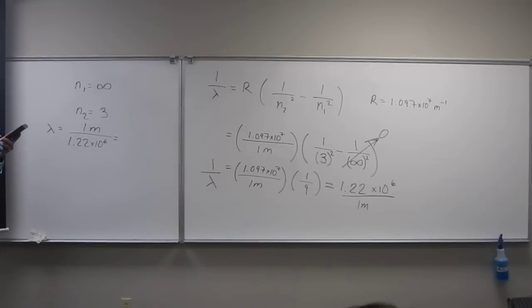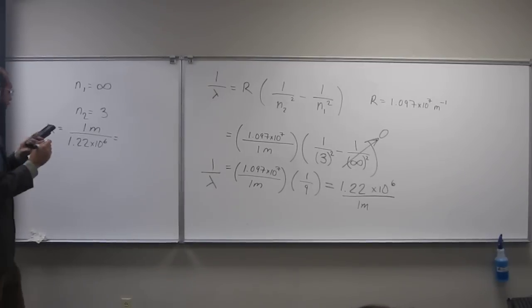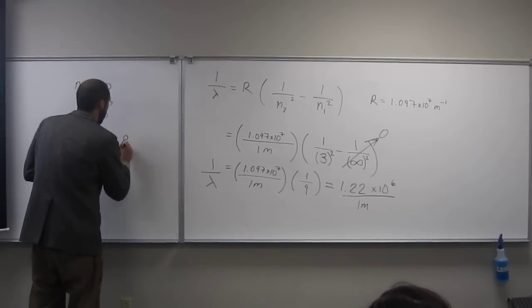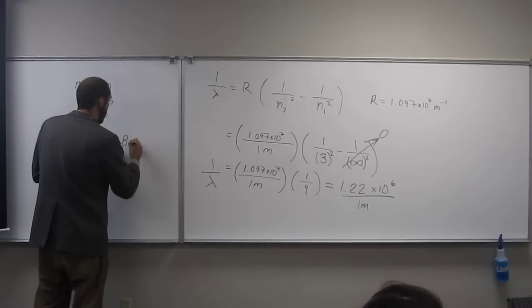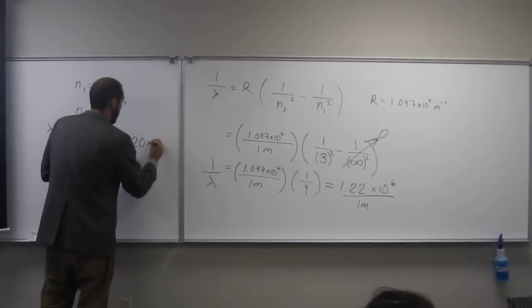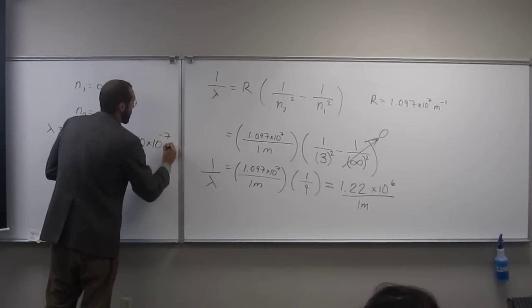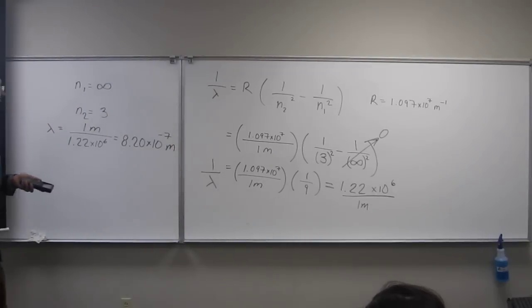And I get 8.20 times 10 to the negative 7 meters, like that. But it says it wants it in nanometers.